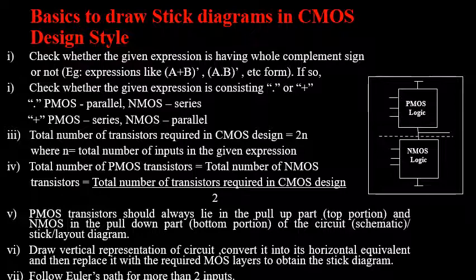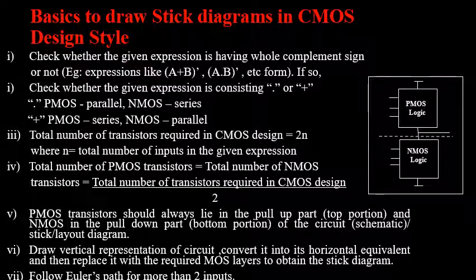Once you analyze the expression, whether it is in dot sign or plus sign, the next thing we need to do is count the number of transistors required. Before designing any circuit, we have to know how many components are needed. So we have to determine the total number of transistors required. This is the simplest equation I have found, which you can remember throughout your semester. The total number of transistors required, especially when you are asked to design in CMOS design style, is twice the number of inputs. N stands for number of inputs over here.